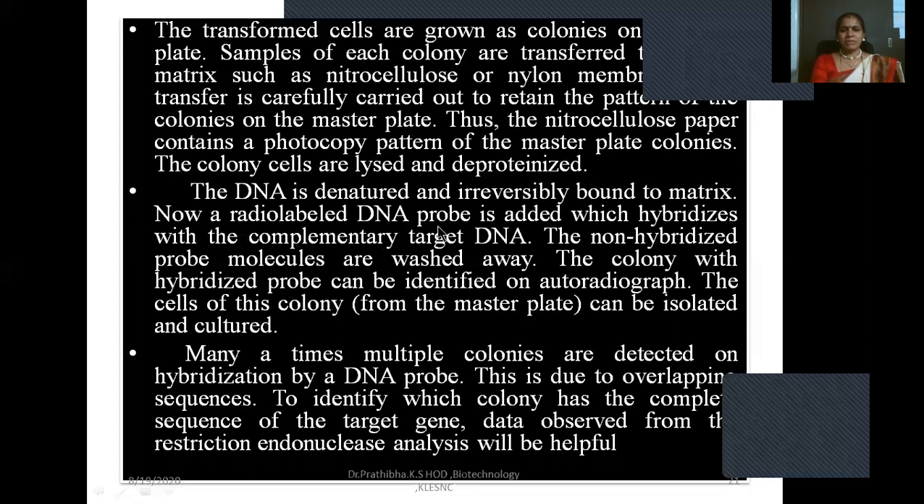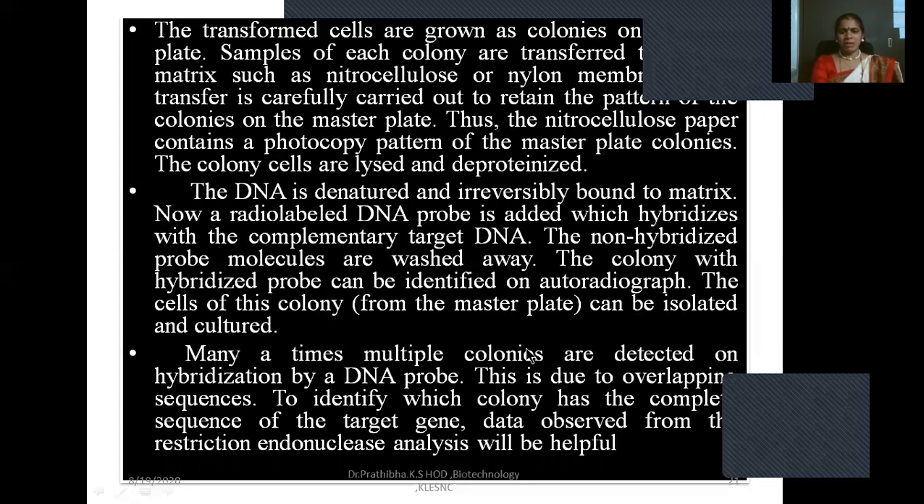Now, a radio-labeled DNA probe is added which hybridizes with the complementary target DNA. The non-hybridized probe molecules are washed away by using the wash buffer. The colony with hybridized probe can be identified on autoradiograph, where it emits the radiations or color, right? Colored radiations. The cells of this colony on the master plate can be isolated and cultured further.